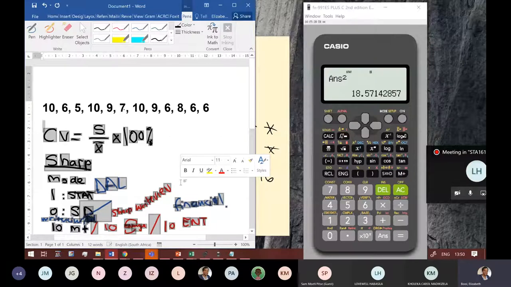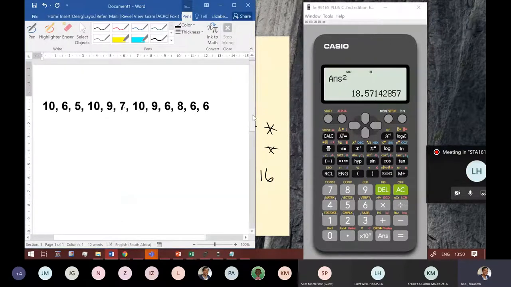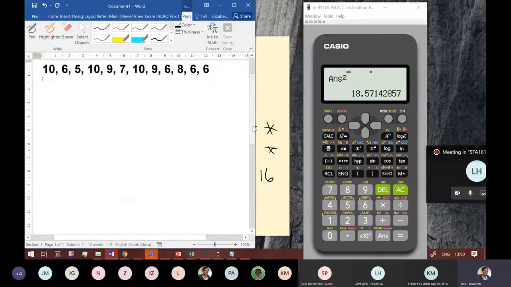Funny enough, on the Word document, I cannot press the equal when I write on it.